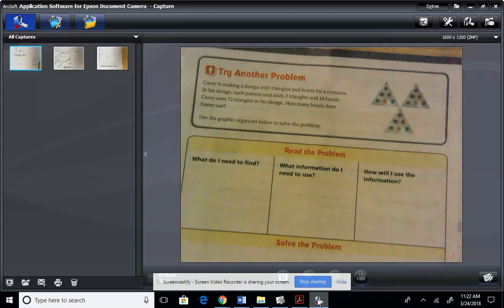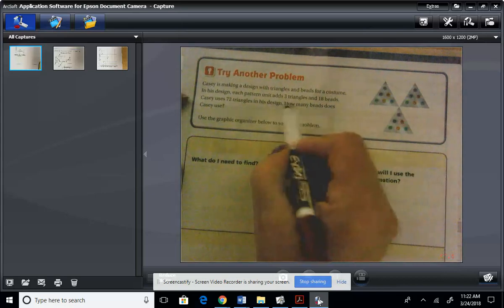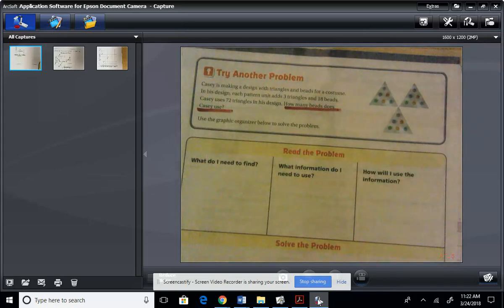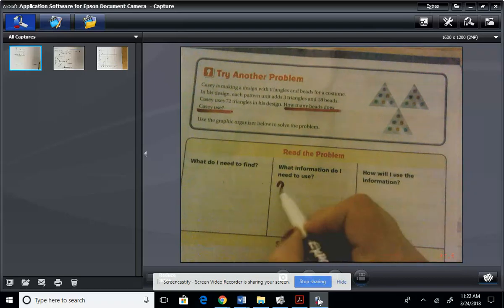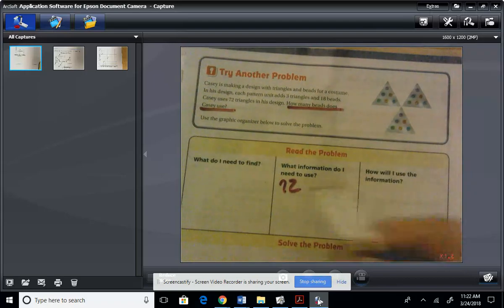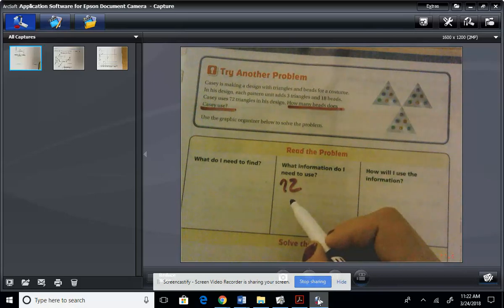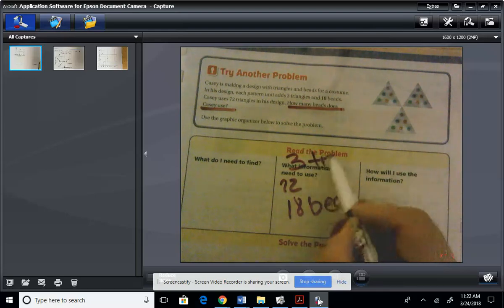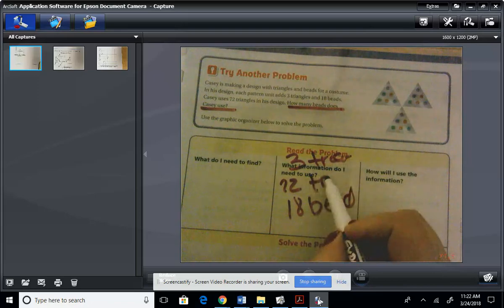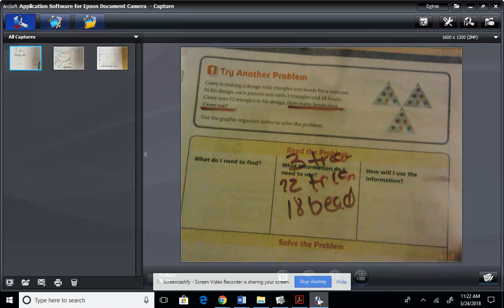Okay, let's use a graphic organizer. First, what do we need to know? How many beads does Casey need? So what kind of information do we have? Well, we know that we have 72 triangles, and there are 18 beads, and they are in 3 triangle patterns. Okay, so how can I use this to draw a picture?